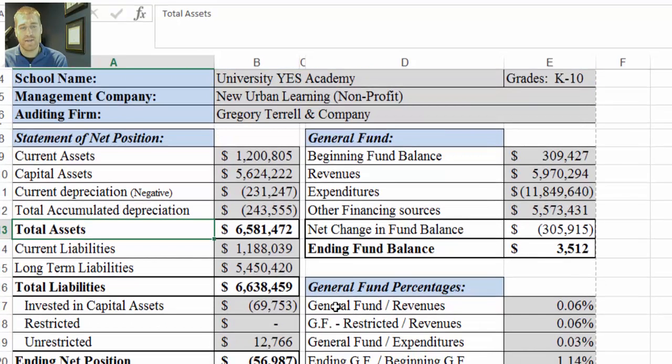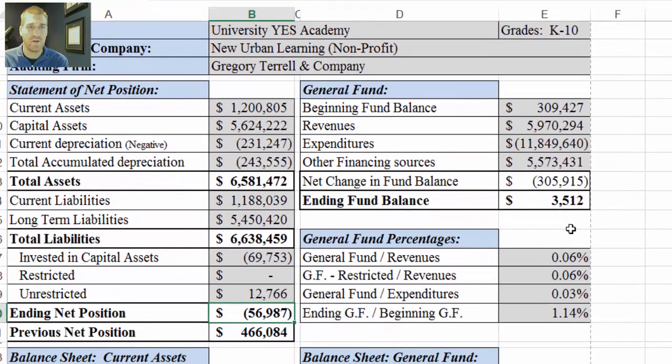We'll notice that at the bottom here we have our net position, which is the difference between the two. This ending net position is the June 30th, 2014 amount. This previous net position is the June 30th, 2013 amount. And you'll notice that it declined by a lot and is now negative. There's now a negative net position, meaning there's more liabilities than there are total assets. And we'll get into why that is later on in the sheet. But it's important to know why that happened and what happened.